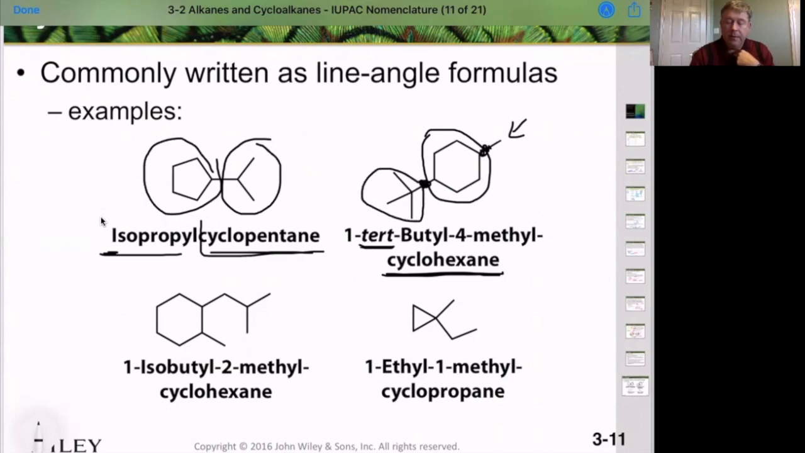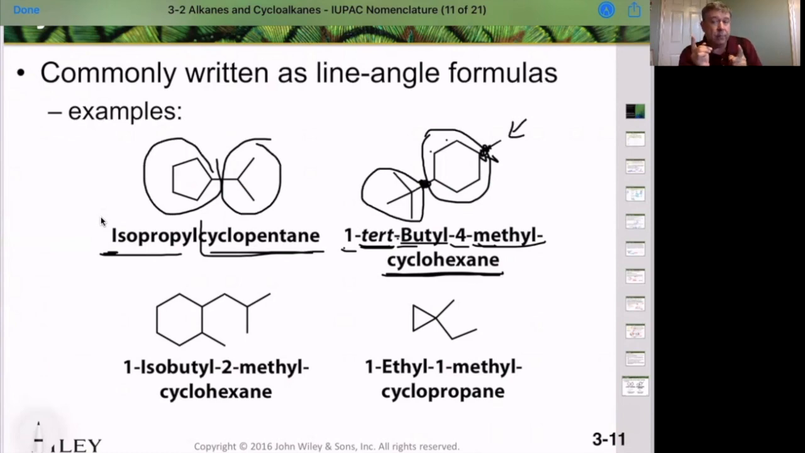Notice that this is separated by a dash. Because it's separated by a dash, it's not treated like a di, tri, or tetra, so we do not use that in the alphabetizing. So the B comes before M. And so since we have 1, 2, 3, 4, we name the lowest alphabetically with the number 1. We name the remaining one with the number 4. So we have 1-tert-butyl-4-methylcyclohexane.